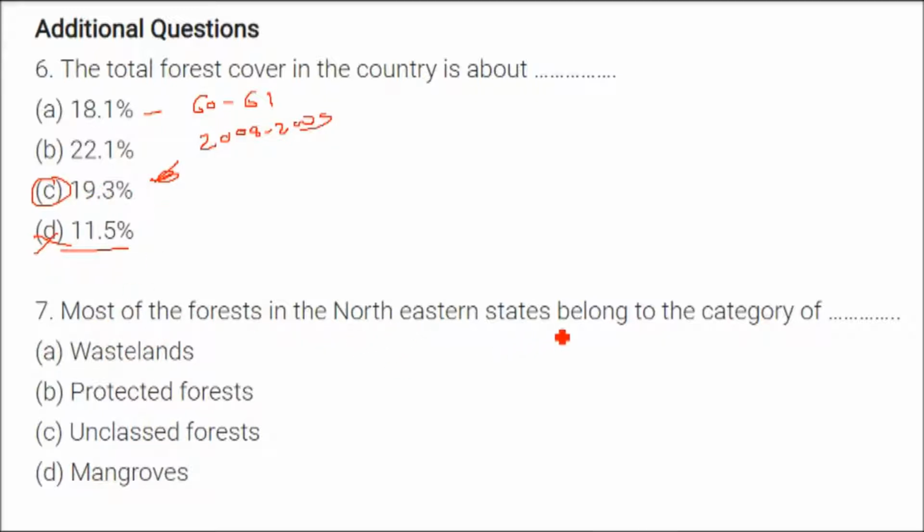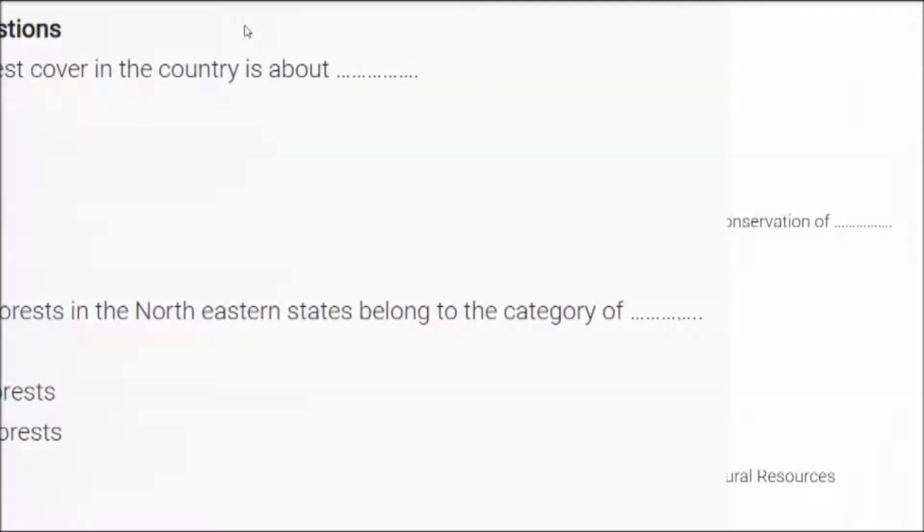Most of the forests in the northeastern states belong to the category of. The answer is unclassed forest.